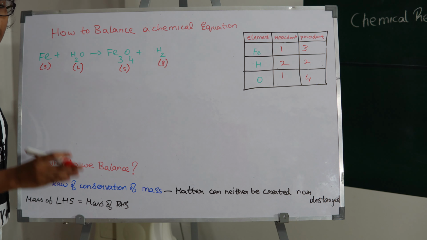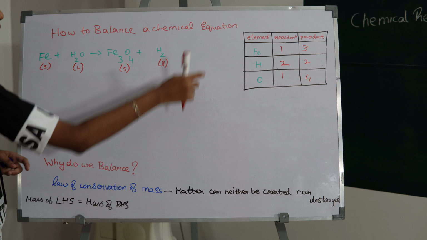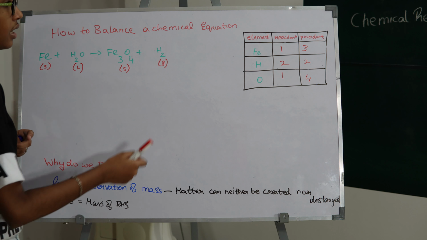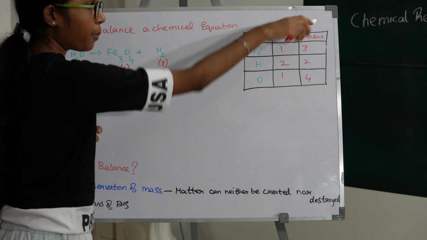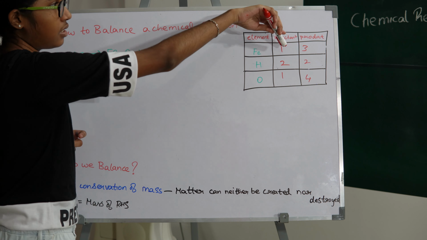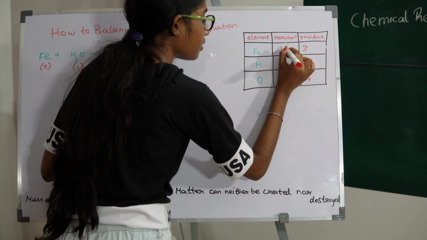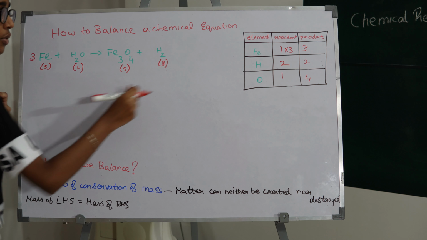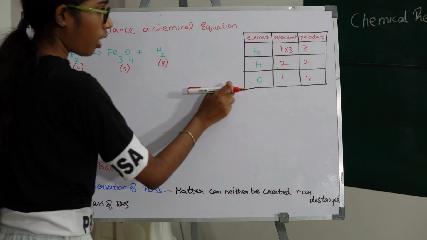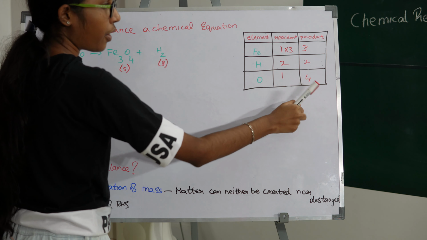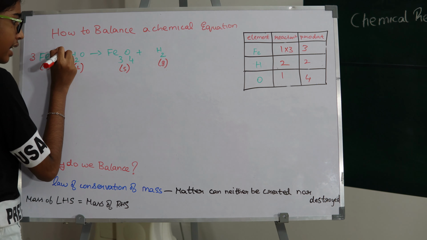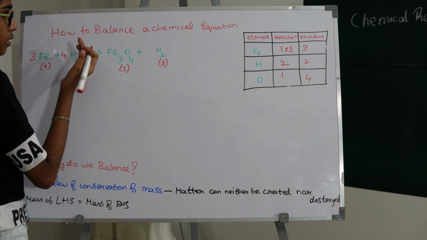First, we have to give our preference to metal. So Fe is a metal, iron is a metal. So let's give the first preference to this. Here we have 3 at the product side and 1 at the reactant. So let's add 3. So Fe is balanced. Next is oxygen. There is 4 in the product side and only 1 in the reactant side. So here let's add 4. So 4 into 1, 4.